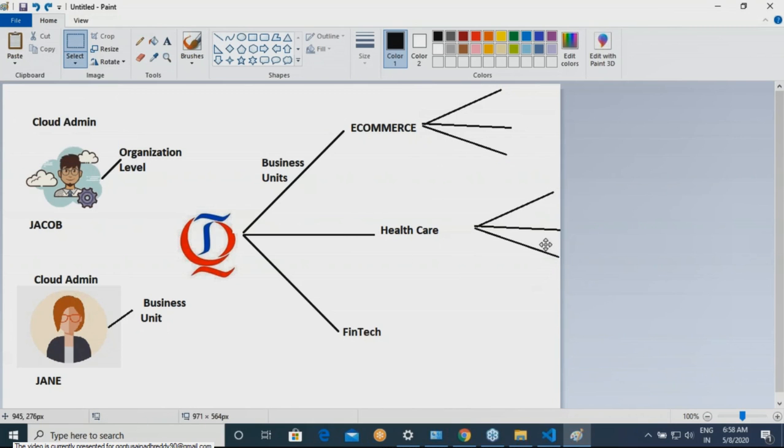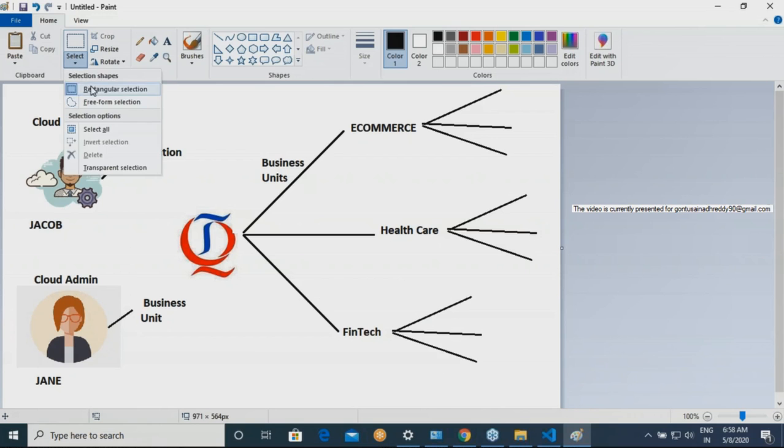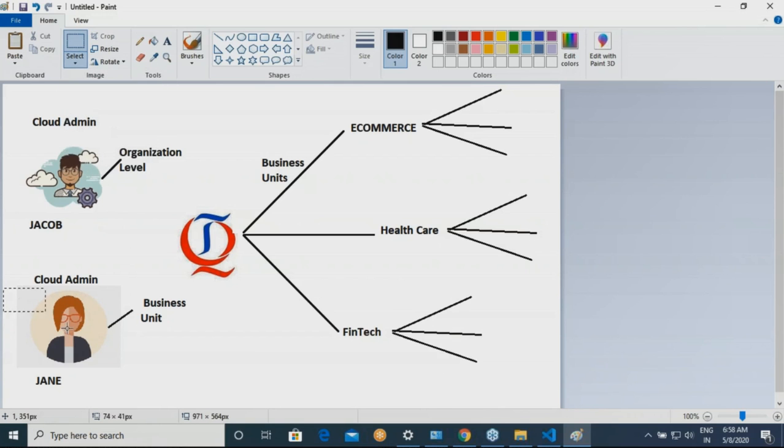Okay. So healthcare also, let us assume we have three projects. And fintech also will have three projects. So Jane, let us assume, people like Jane will be part of an e-commerce level. So they work with individual projects. But people like Jacob, they work at an organizational level.